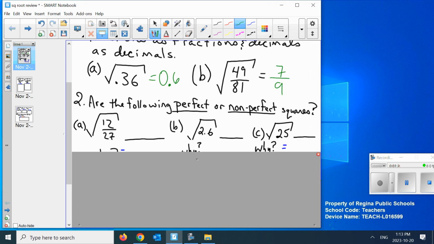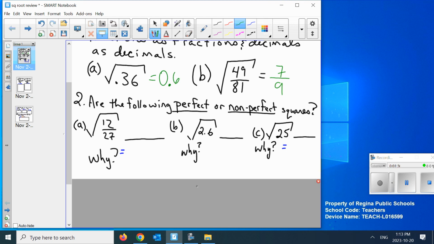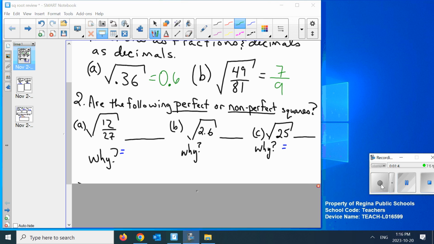Then, are the following perfect or non-perfect squares? Why? Remember something. I'm going to pause while you try those out, and then we'll take them up in a few minutes. Okay? Now, perfect or non-perfect, I don't know if you remember this from the other day when we took this up.